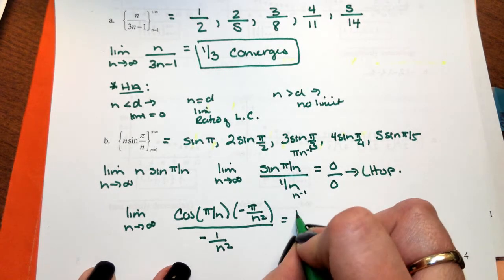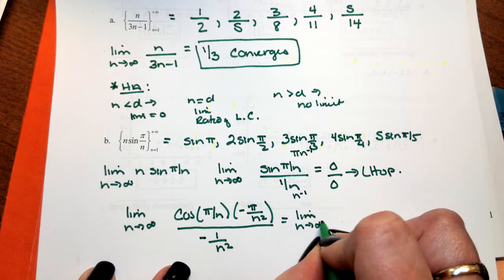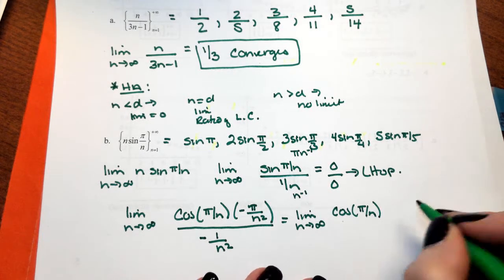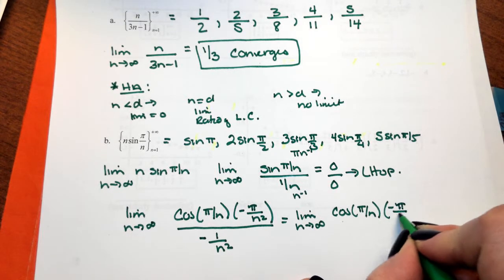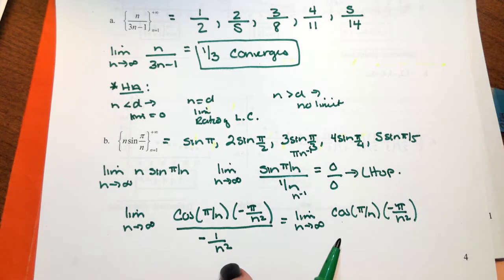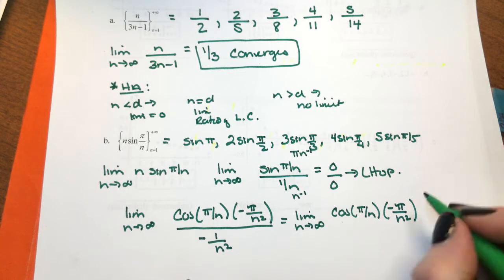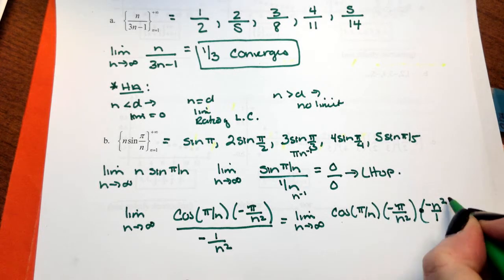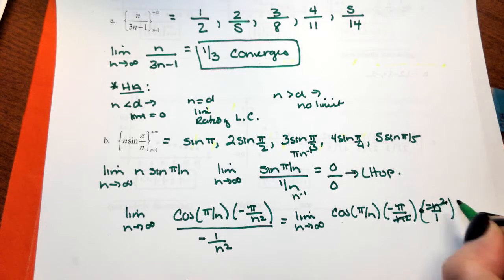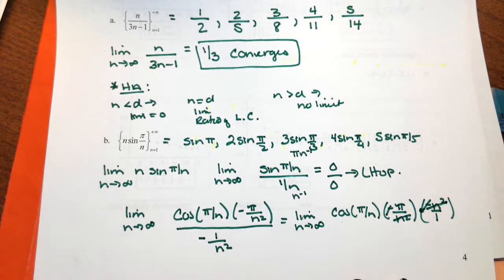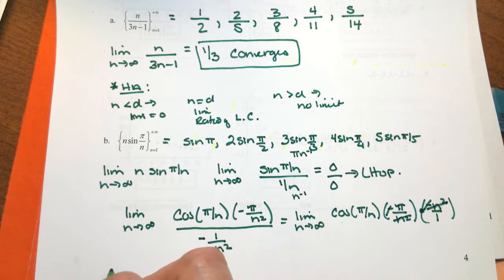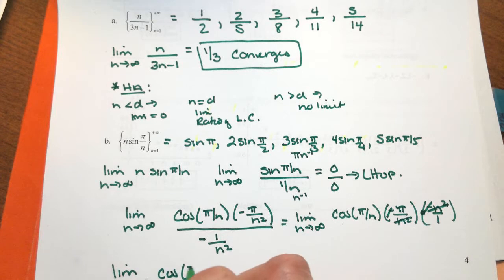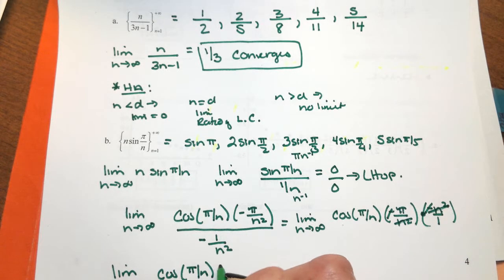So I can rewrite this as the limit as n goes to infinity of cosine pi over n, times negative pi over n squared. To simplify this fraction, I'm dividing by negative 1 over n squared, which means I'm going to multiply by the reciprocal, negative n squared over 1. So these n squareds are going to cancel, and so are the negatives. So now I'm going to find the limit as n goes to infinity of cosine of pi over n times pi.